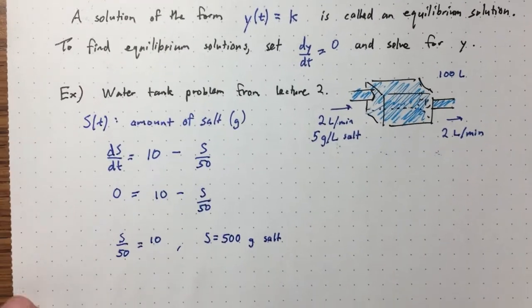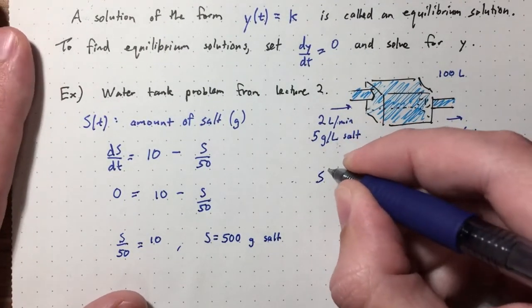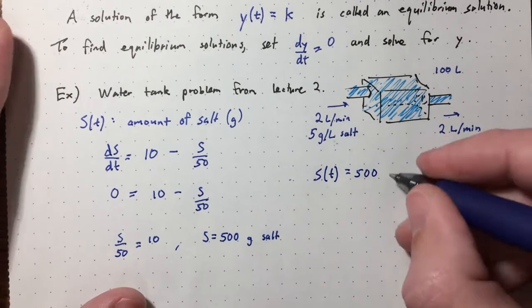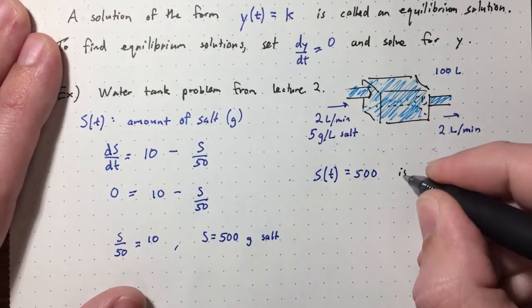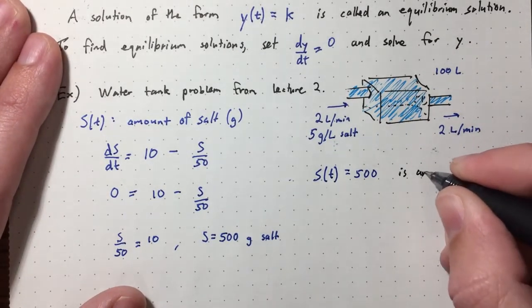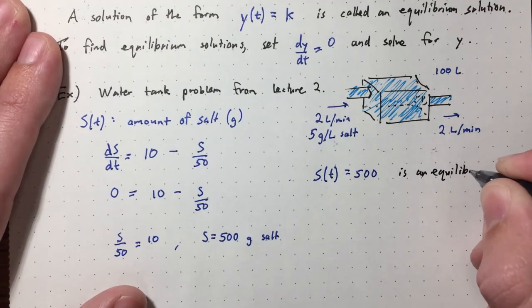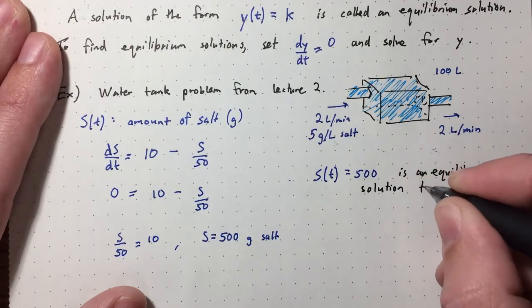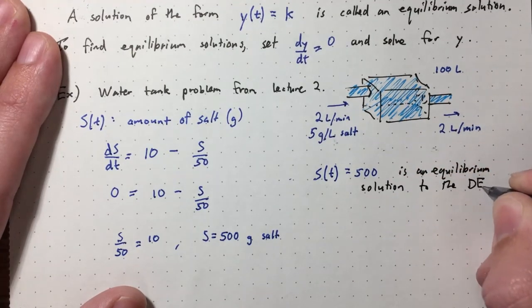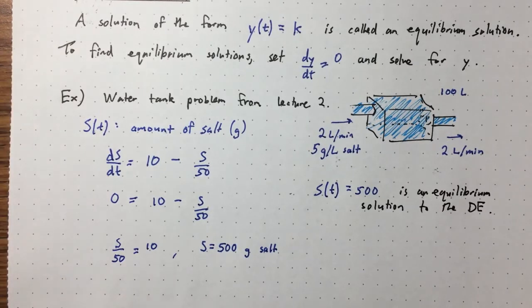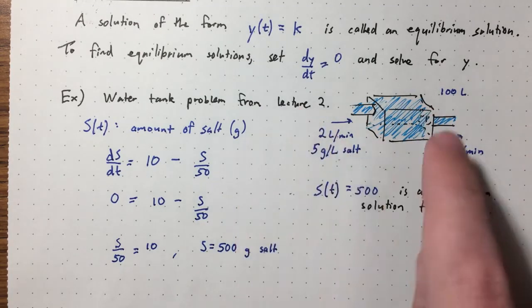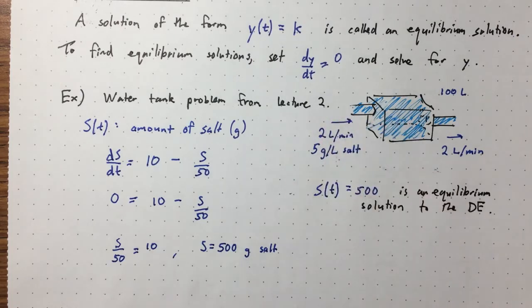And so what did we just say? Well, we said that S of t equals 500, the constant function 500, is a solution. In particular, it's an equilibrium solution. It's just our name for constant solutions to the differential equation. So if we start with 500 grams of salt in the tank, that's the right amount of salt to have so that the outgoing rate will exactly cancel out the ingoing rate.